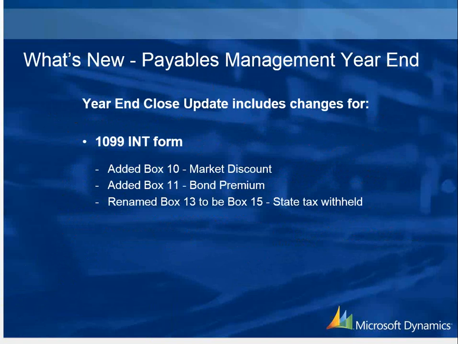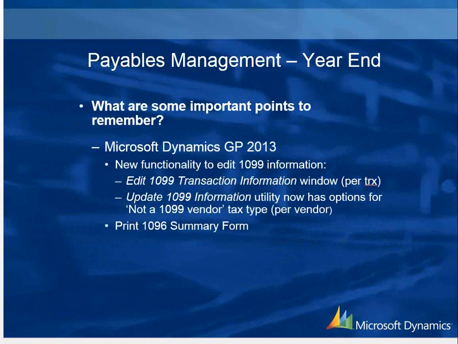And then finally, the what's new pieces. In payables management, the year-end close update now includes changes for the 1099 interest form. They've added Box 10 and Box 11. Box 13 gets renamed to now be called Box 15 to hold the state tax withheld information. Important points to remember: you can now do 1099 editing prior to doing your year-end close. There's a utility available that allows me to change the individual transaction status, even change the status of the vendor, and we now have a 1096 summary form available.